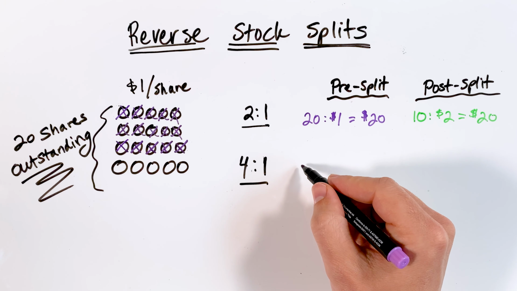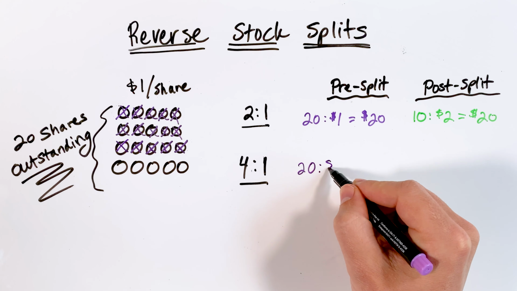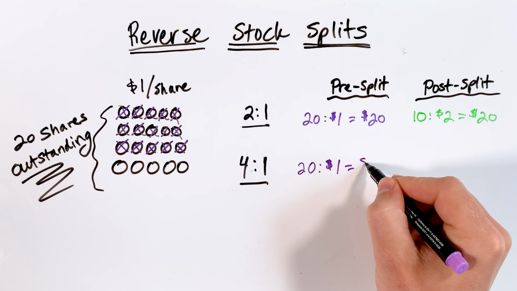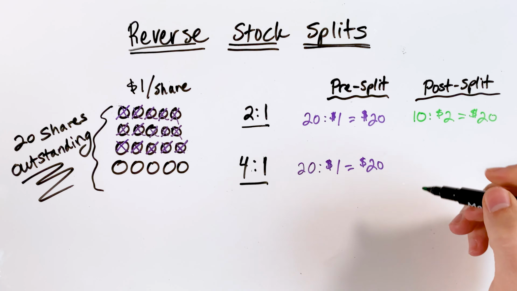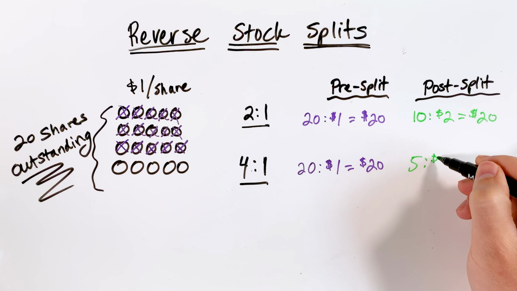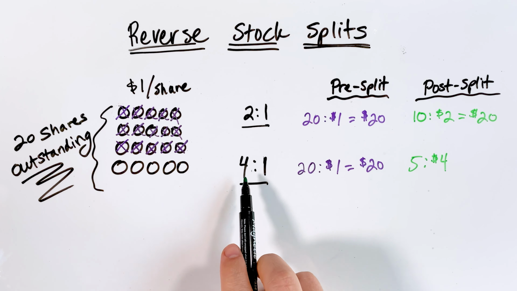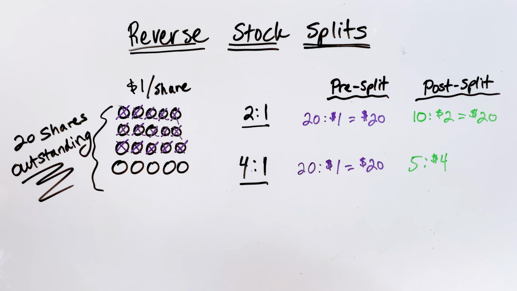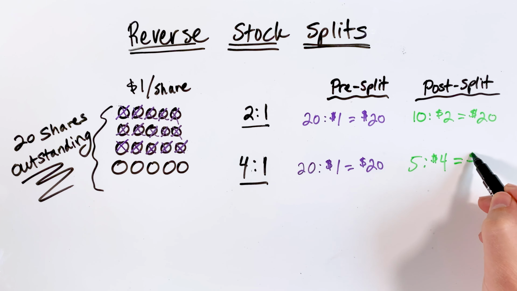Now the same math works out, just a little bit different. Before the split, you had 20 shares at $1 per share, and that left you with a position value of $20. After the split, you have just 5 shares, but the value of each share has gone up by a factor of 4. So we've increased the per share price by the stock split ratio, and the value of your investment still stays the same at $20.